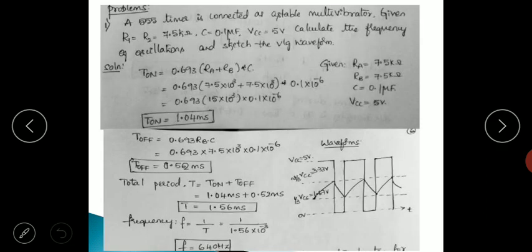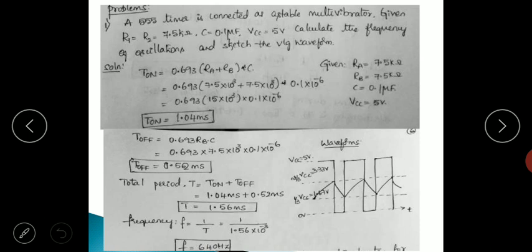Now we'll see one last example on oscillator using 555 timer, or astable multivibrator using 555 timer. So it is given a 555 timer is connected as an astable multivibrator with R1 equal to R2 equal to 7.5 kilo ohm, C equal to 0.1 microfarad, VCC equal to 5 volt. Calculate the frequency of oscillation and also sketch the voltage waveform.